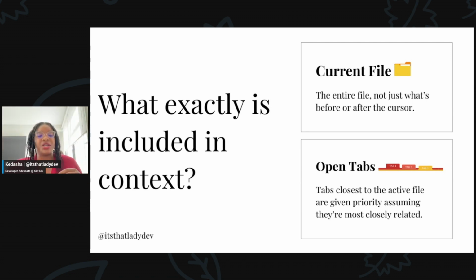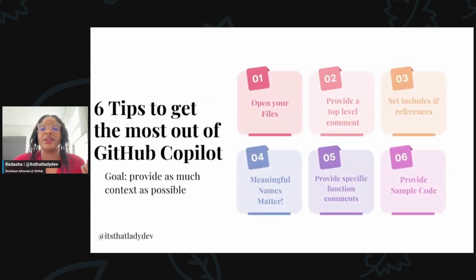So I want to now share with you 6 tips to get the most out of GitHub Copilot when it comes to providing it with context. Essentially, how can we help GitHub Copilot help us to get the best suggestion possible?